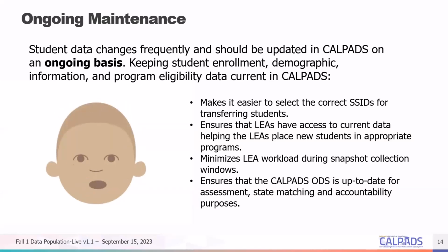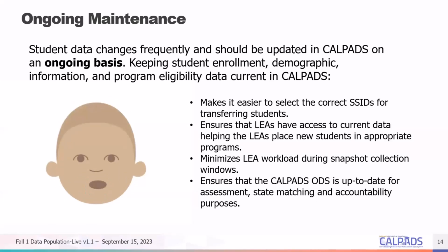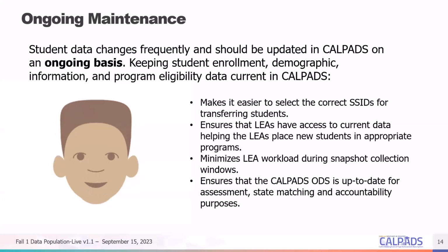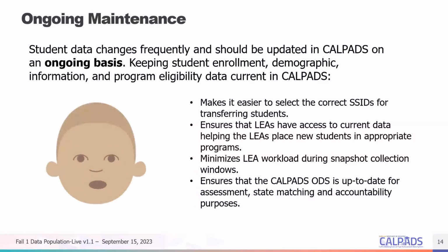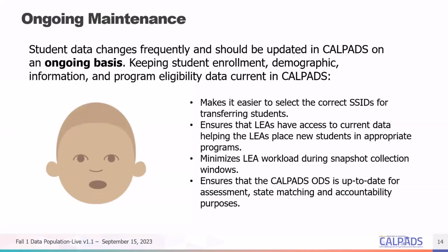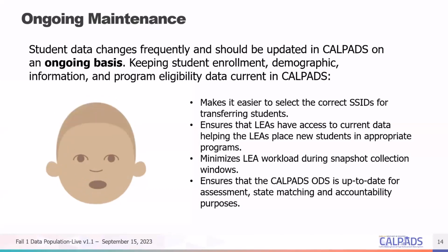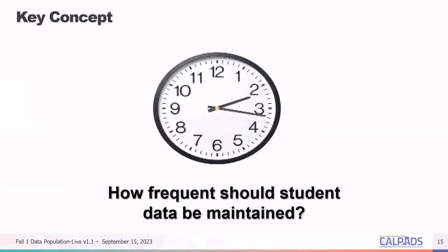And keeping your data current ensures that the CalPADS ODS is up to date for assessments, state matching, and accountability purposes. Ongoing maintenance has the added benefit of ease of use in decision-making and allows for the most accurate real-time data to be used in decision-making. So how frequently should student data be maintained? We recommend ongoing and consistent maintenance of records in CalPADS.